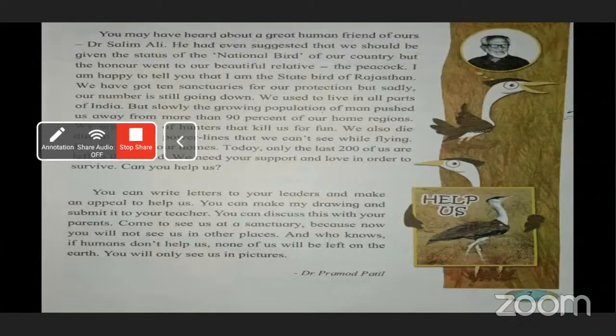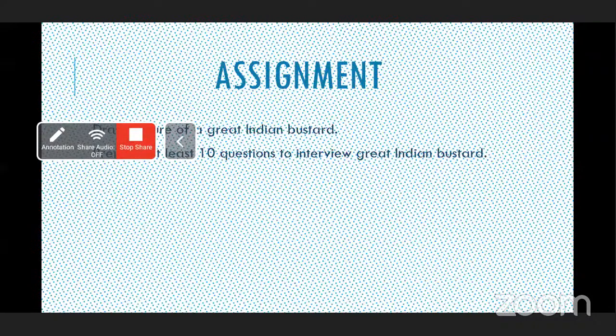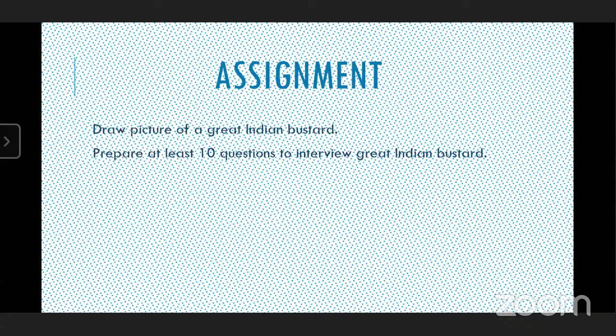So the assignment for this is to draw a picture of the great Indian bustard. The second assignment is to prepare at least 10 questions to interview the great Indian bustard. Think like this: the great Indian bustard is sitting in front of you and you are going to take his interview. So what are the 10 questions you will ask him? You have to make 10 questions that you will ask the great Indian bustard. You have to sit in front of the mirror and think that the great Indian bustard is sitting opposite to you, and you should ask him the questions.